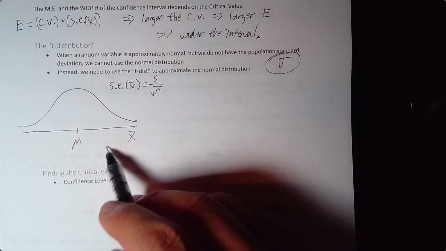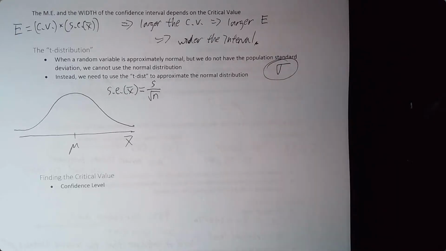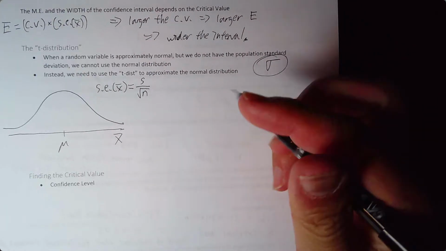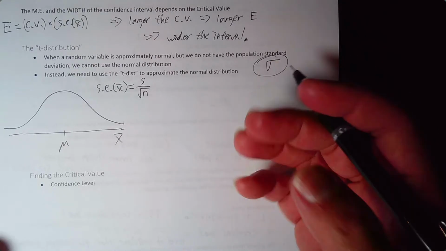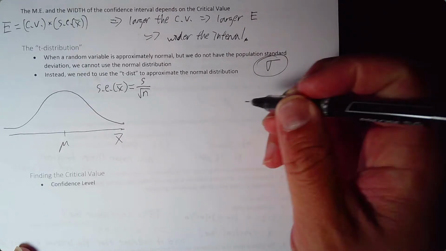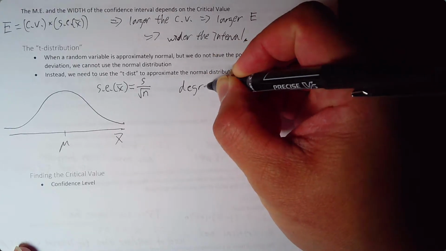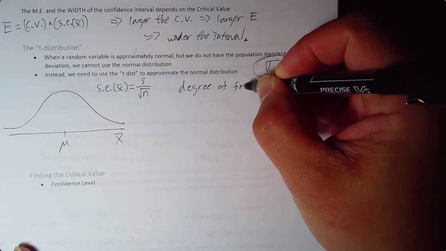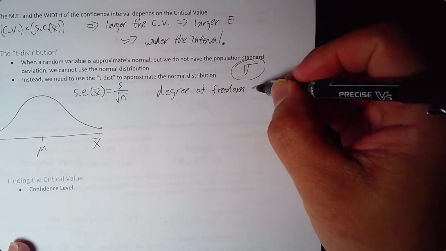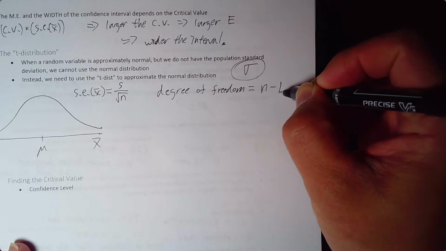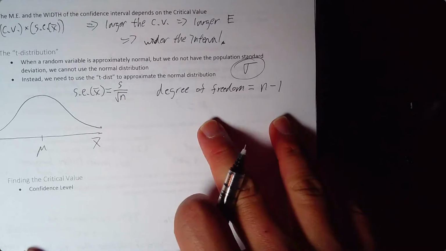Now with a t distribution, we have to calculate what is called the degree of freedom. Don't worry about what it is. The calculation is very simple. The degree of freedom simply equals n minus 1 for our sample mean. So whenever you want to calculate the degree of freedom, you just take the sample size and subtract 1.